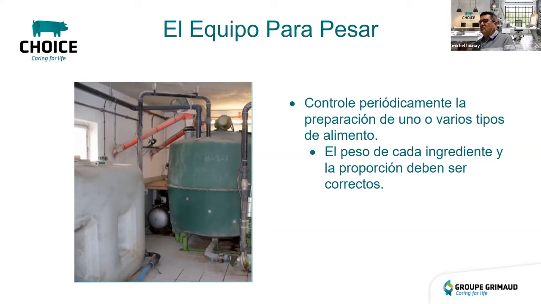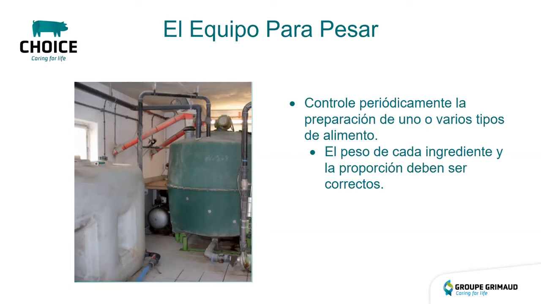When you have to do this, you have to check not only the weight of each raw material, but also that the proportions are good. So perhaps you have to prepare, for example, 1,500 kilos, and in fact he prepared 1,450 kilos. So it's not so bad, but the proportions of each are strictly the same.